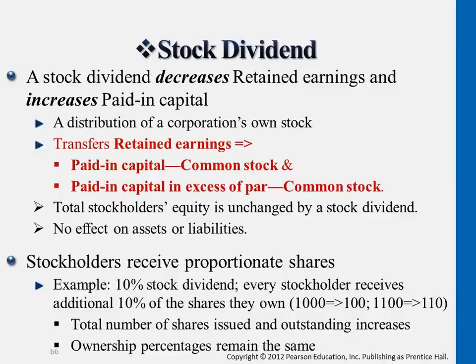So an example here: if the company issues a 10% stock dividend, that means they're issuing 10% in proportion to the stock that's outstanding. If currently there are 1,000 shares out there and they're issuing a 10% stock dividend, they're issuing an additional 100 shares. If there are 1,100 shares out there, they're issuing an additional 110 shares to shareholders. So the percentage is just a percentage of the original outstanding shares.